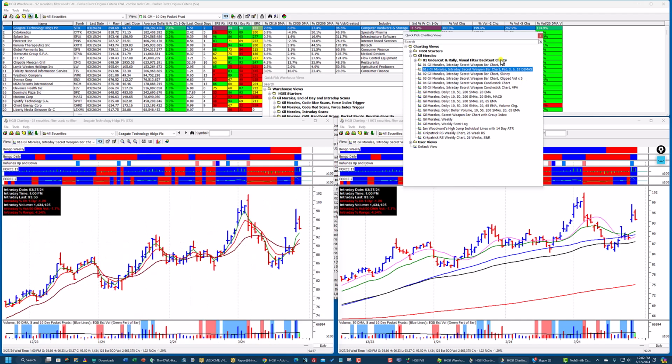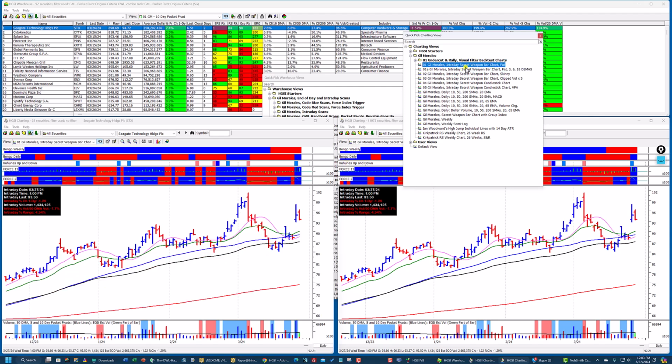I also stuck a fat 36/18 crossover in here because a lot of my scans use a 36 crossover as a potential trigger, and this often works very well with the pocket pivots. So I just stuck one single chart in here. This is not a chart that Gil uses, but that's my chart. So maybe I should have put my name on it, but that's all right.